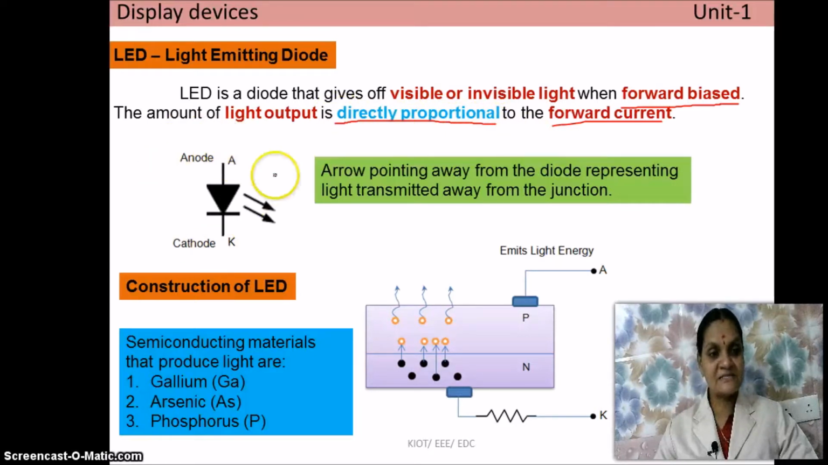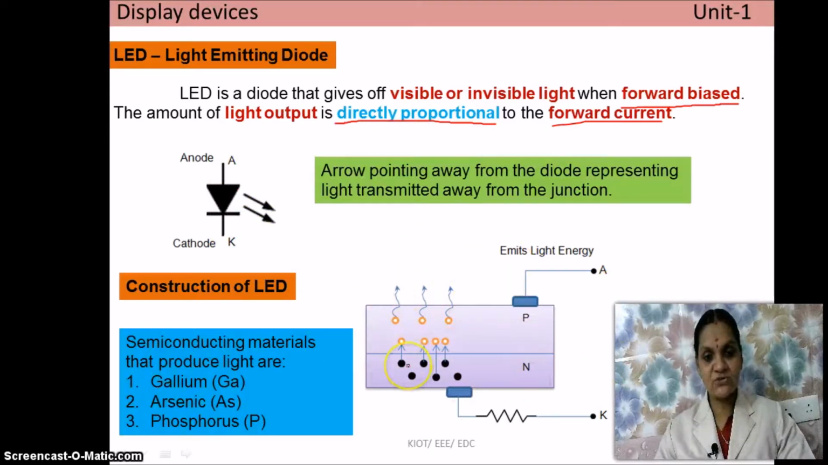And this is the symbol of a diode. So the additional thing in the symbol compared to the PN diode is this arrow mark only. So this outward arrow represents the light emitting away from the junction, between anode and cathode. The light transmitted away from the junction is represented by this arrowhead. So next we will see the construction of LED.